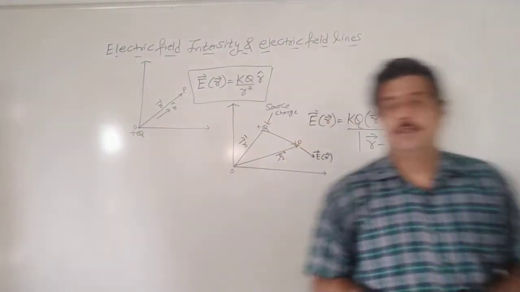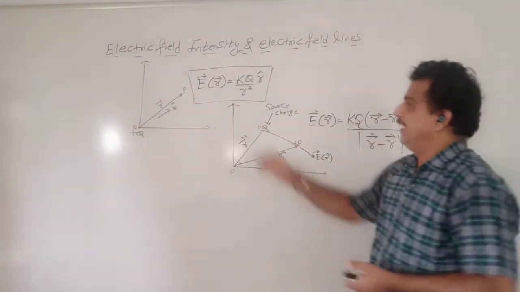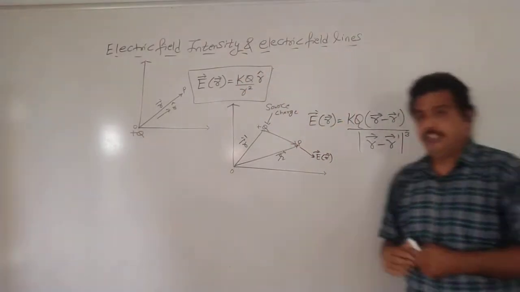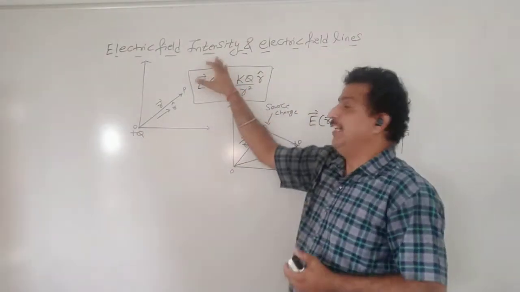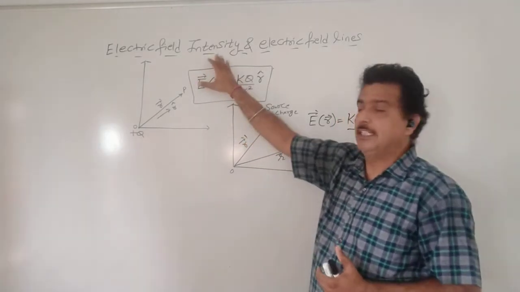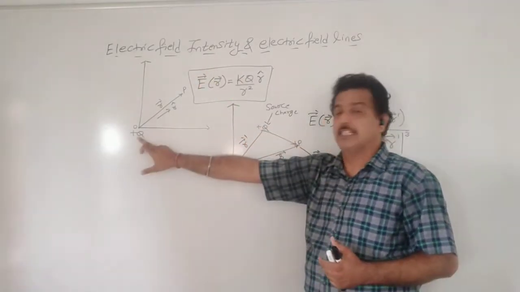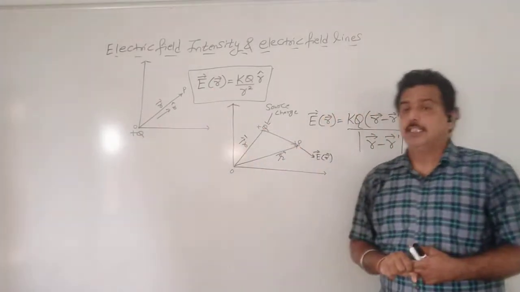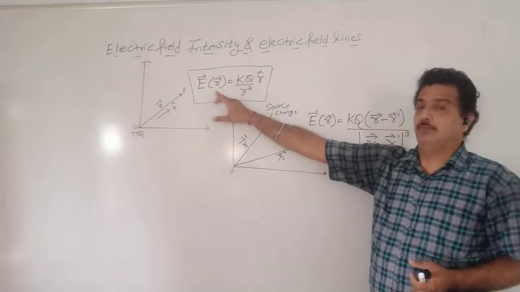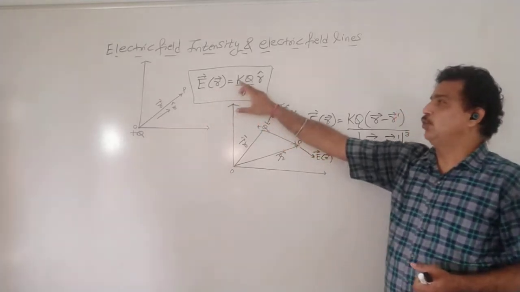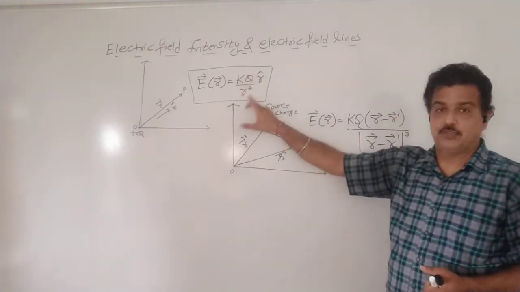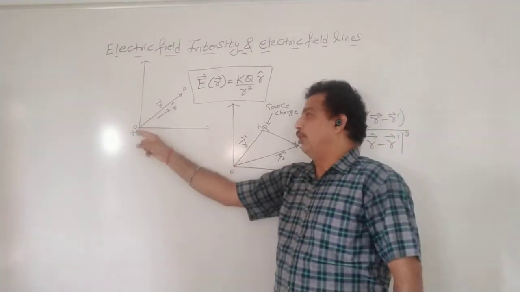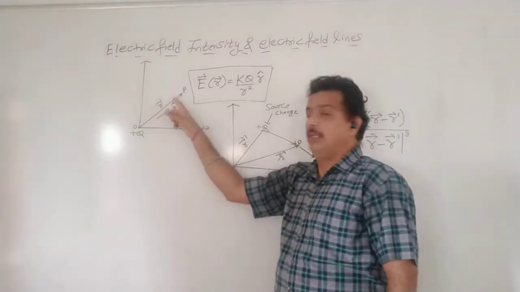Hello students, last time we did electric field intensity and electric field lines. We started with the electric field intensity where we have considered a simple case where the source was kept at the origin and the electric field intensity at point P was given by E is equal to K source upon the square of distance between test and source and R cap, which is the direction from O to P, because the point P will be repelled away.